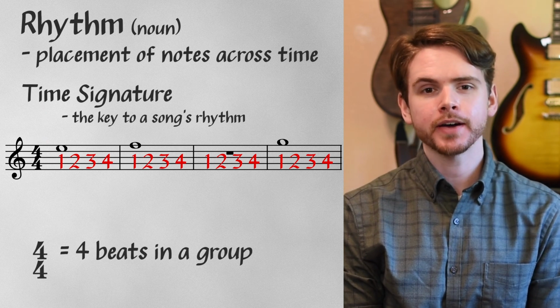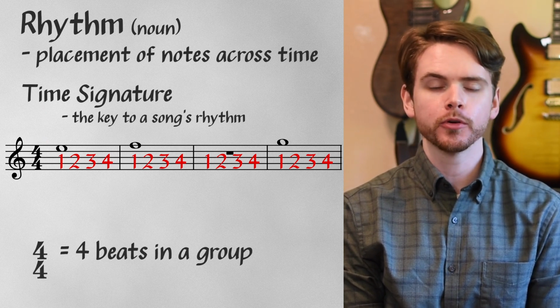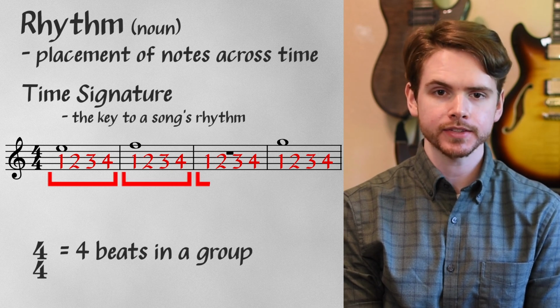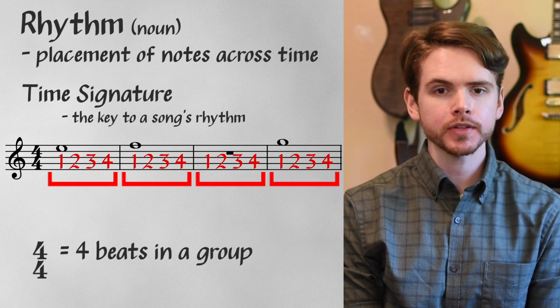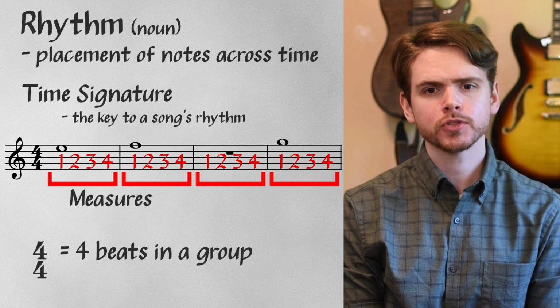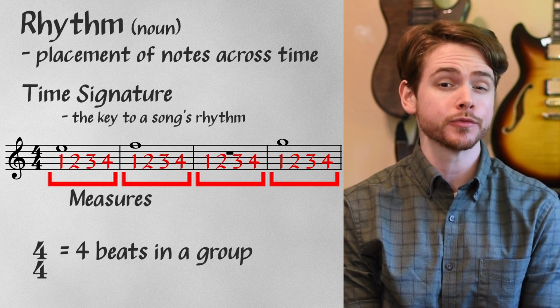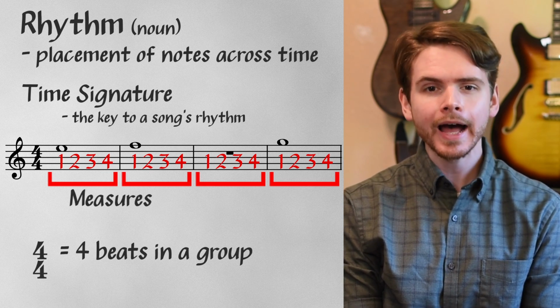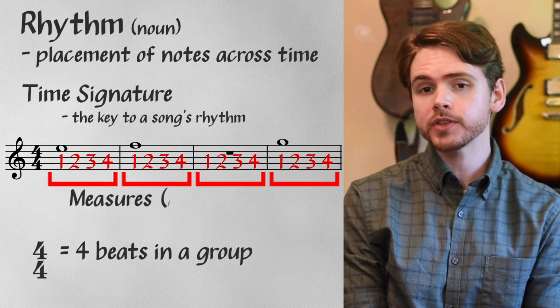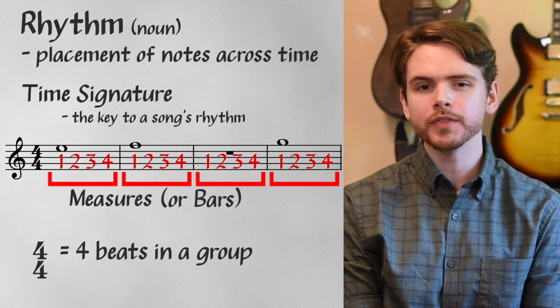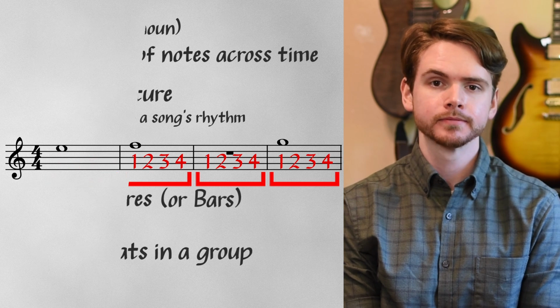Now, one last thing to define. Hopefully you've noticed that each group of 4 beats here is marked and divided on the staff. Each one of these groups is called a measure. So we would say that this piece of music here is 4 measures long. I also sometimes use the term bar for this. Measure and bar, these are just really different words for the same thing.